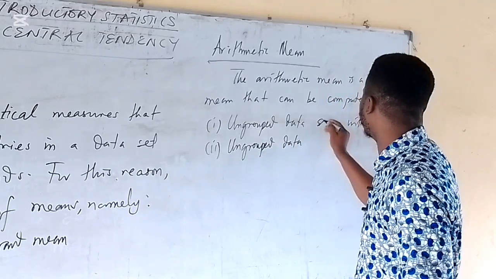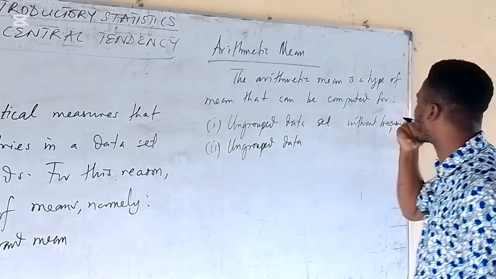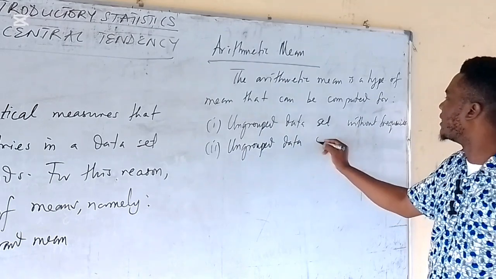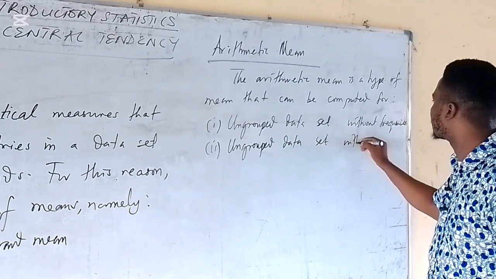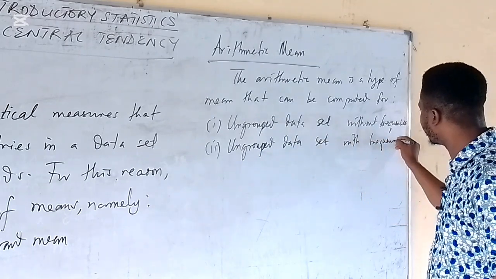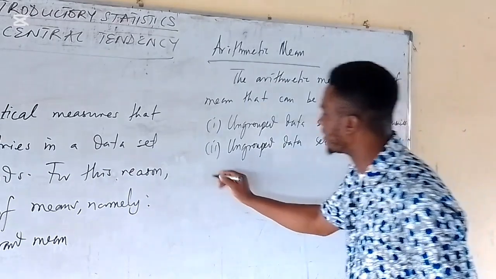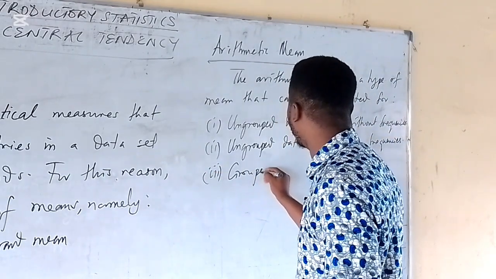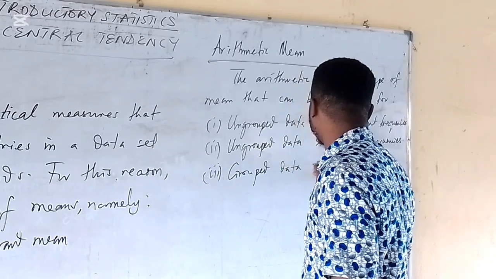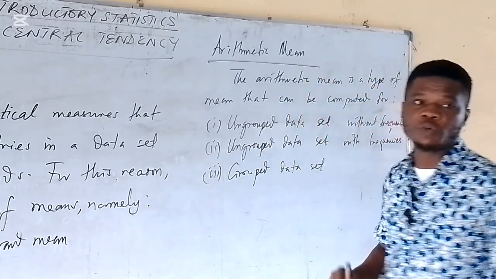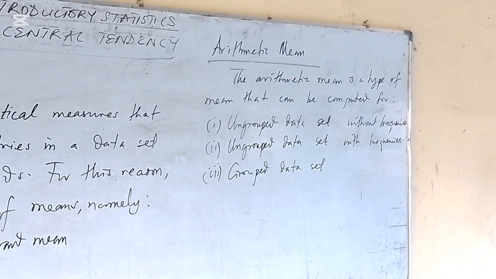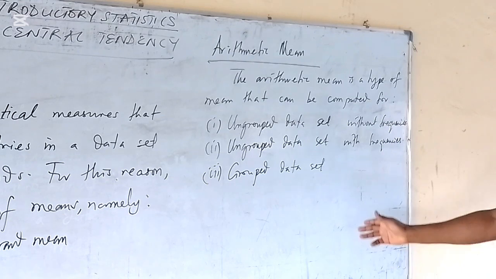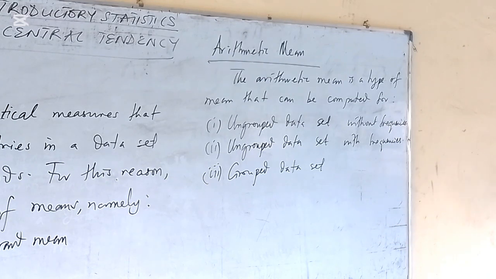Two, it can be computed for ungrouped data. This should be data set, please. Ungrouped data set without frequency. Ungrouped data set with frequencies. Then three, it can be computed for grouped data sets. Now, I'm not putting with or without frequency because if it is a grouped data set, it certainly should have frequencies. Is it clear?